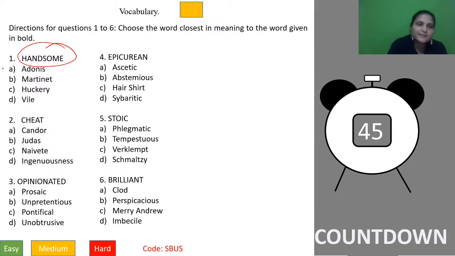Handsome, the word is Adonis. Option number A. If anybody is following the pattern from yesterday, I have changed the pattern. I know my students are very smart. They are preparing for CAT, so they are very, very smart.